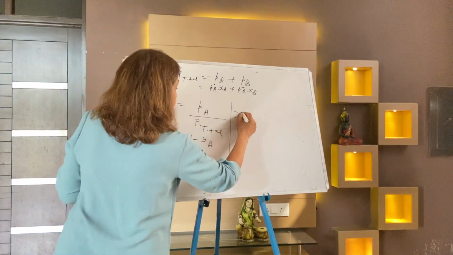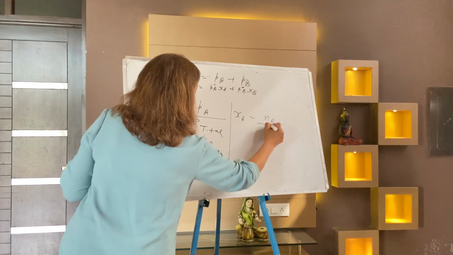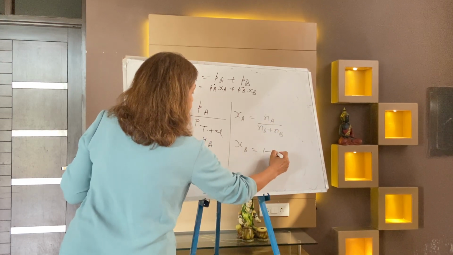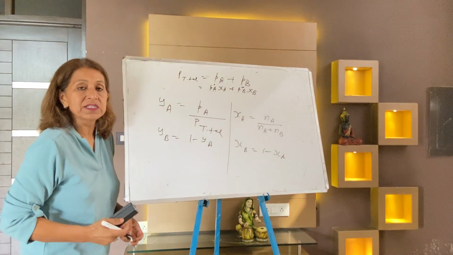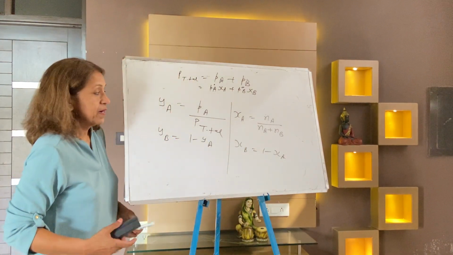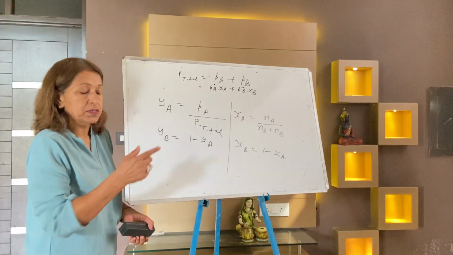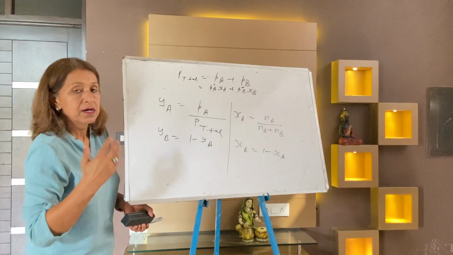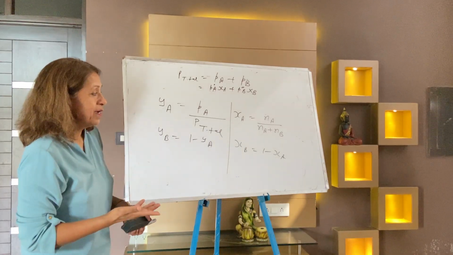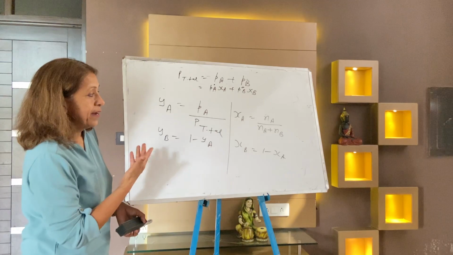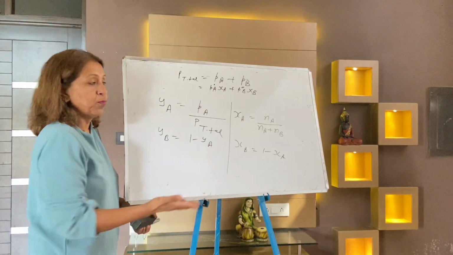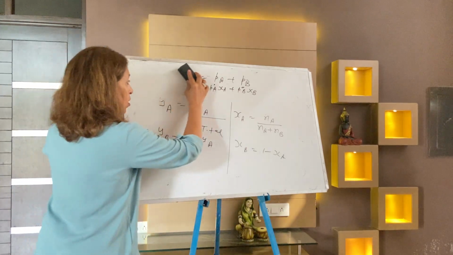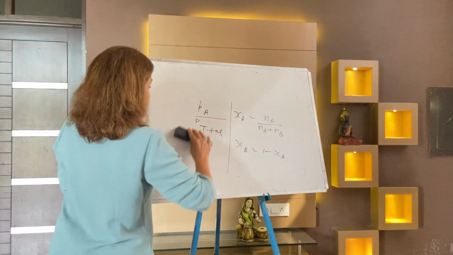But for XA, it is equal to NA divided by NA plus NB, and XB is equal to 1 minus XA. What is the difference between YA and XA? Both are mole fractions, but YA is the mole fraction in the vapor phase and XA is in the liquid phase. Vapor phase, YA; liquid phase, XA. So YA is partial pressure by total pressure, and XA is NA by NA plus NB. XA is very popular, YA is a little uncommon. So these are all the formulas we will use soon.